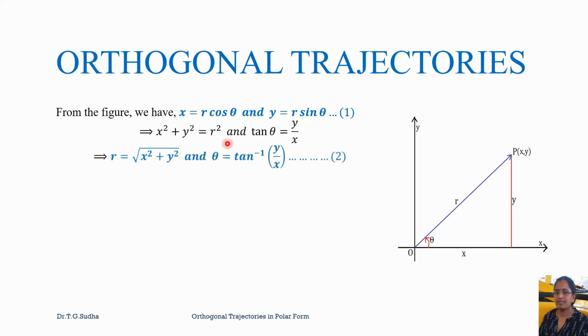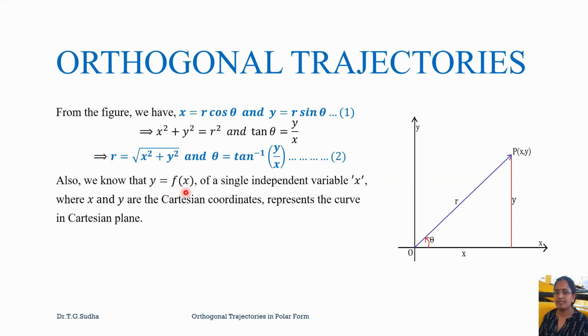So from here we can write r is equal to root of x square plus y square, and theta is tan inverse of y by x. So these are the coordinates, that is r and theta, the polar coordinates of the point P. R and theta are given in terms of the Cartesian coordinates, that is x and y. So r is equal to root of x square plus y square, and theta is equal to tan inverse of y by x.